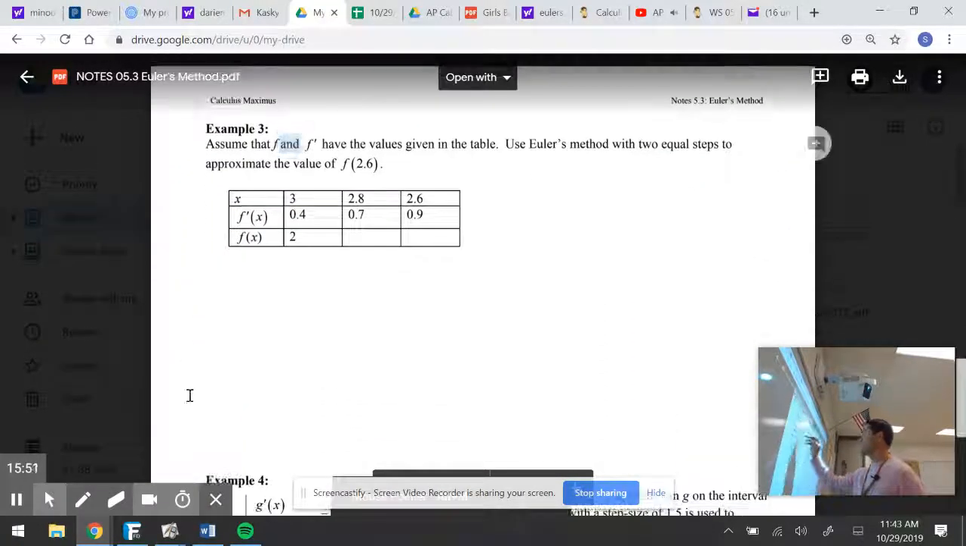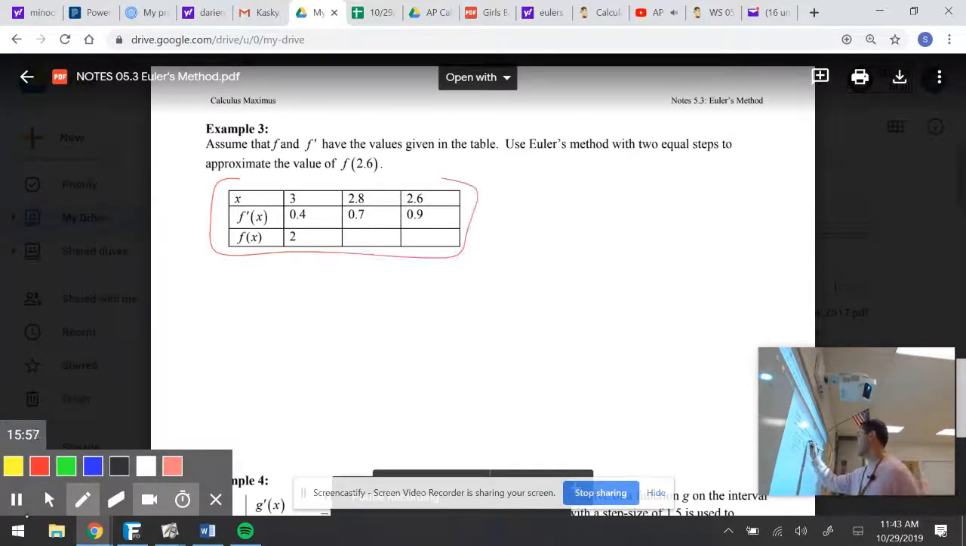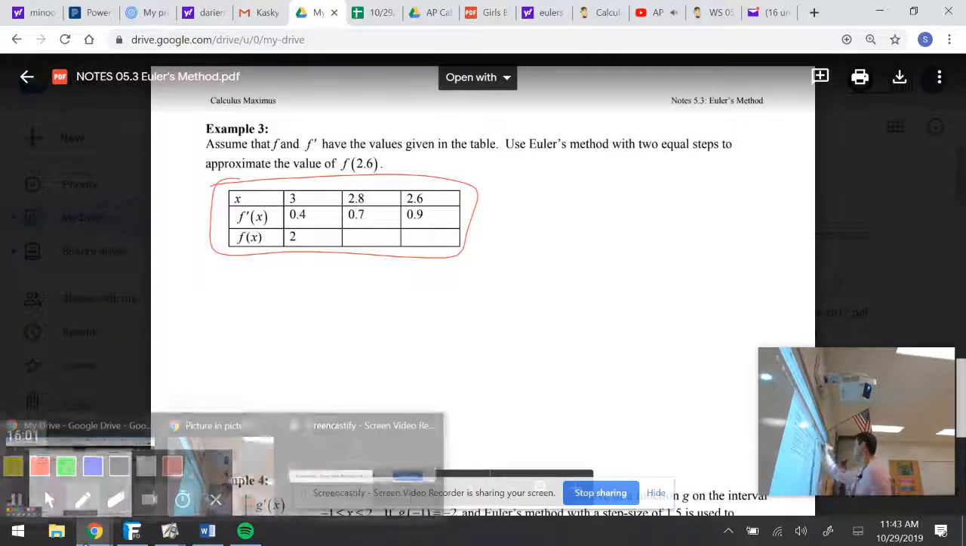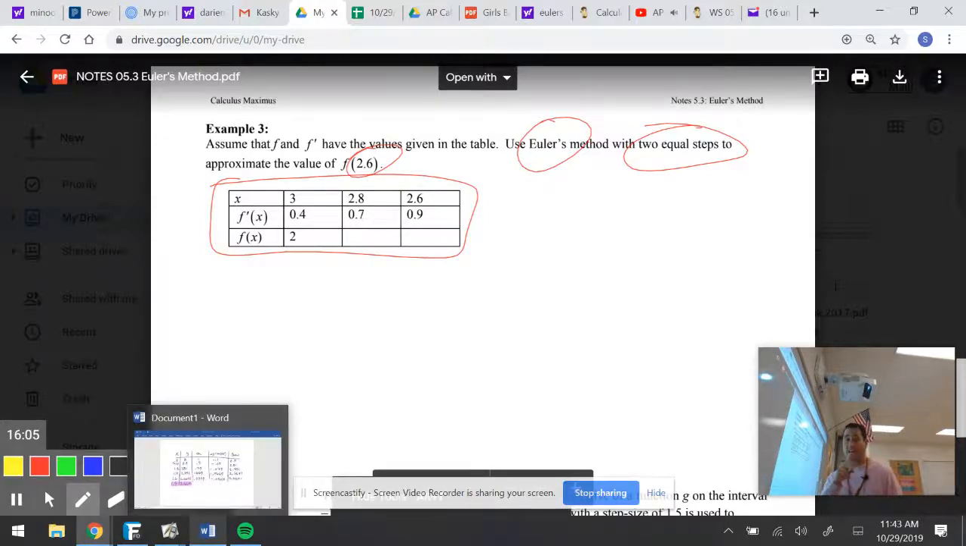All right, big time challenge right here at home. Be tough. Get after the challenge. How would I do it? They're giving me a table right here. How would I use Euler's method with 2 steps to find an approximation of 2.6? Hit pause, try it right now.